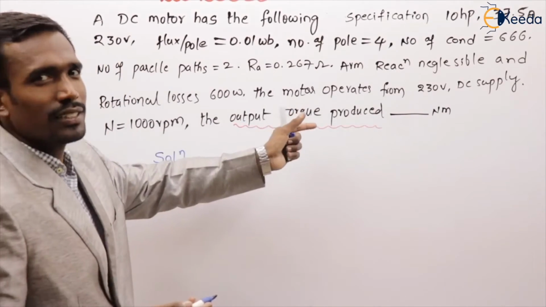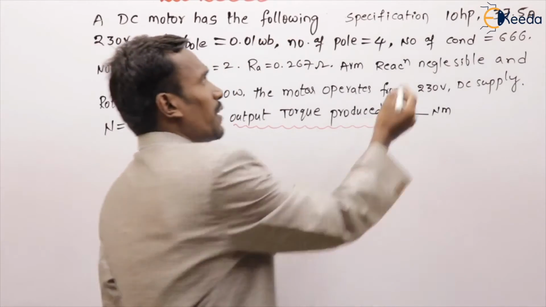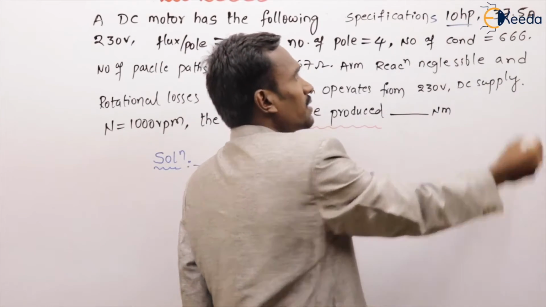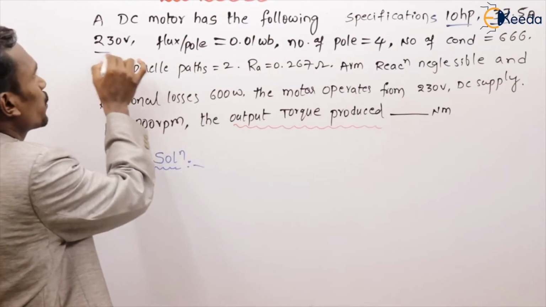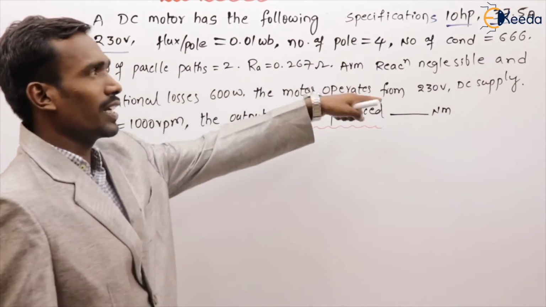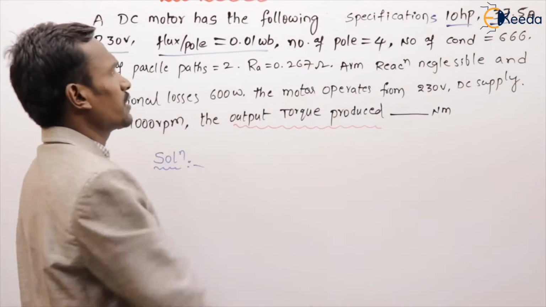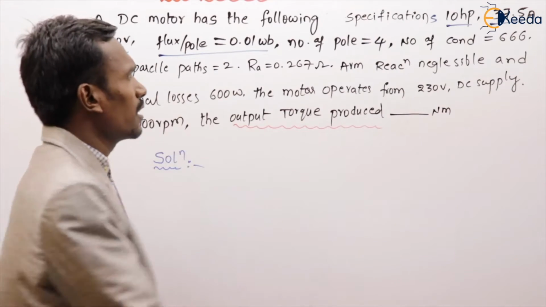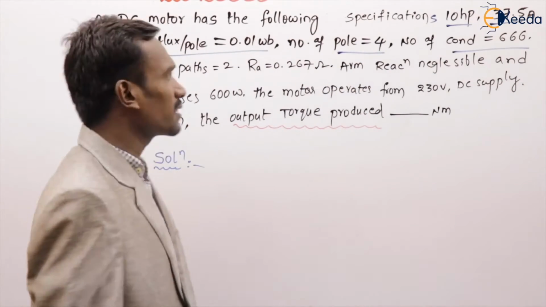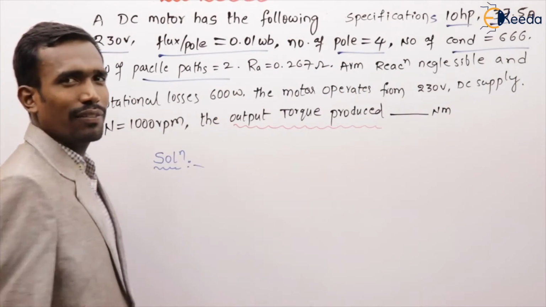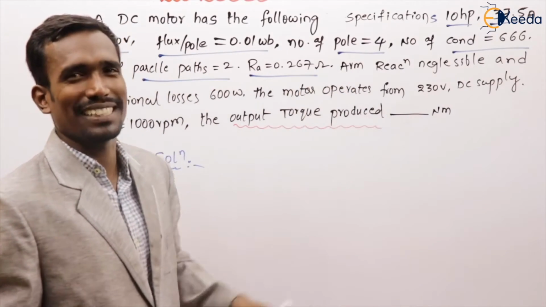This is our question, right? The DC motor has the following specifications: 10 HP, 37.5 amperes and 230 volts. The flux per pole they have given is 0.01 Webers. Number of poles is 4, number of conductors is 666, and parallel paths are 2. Armature resistance is 0.267.